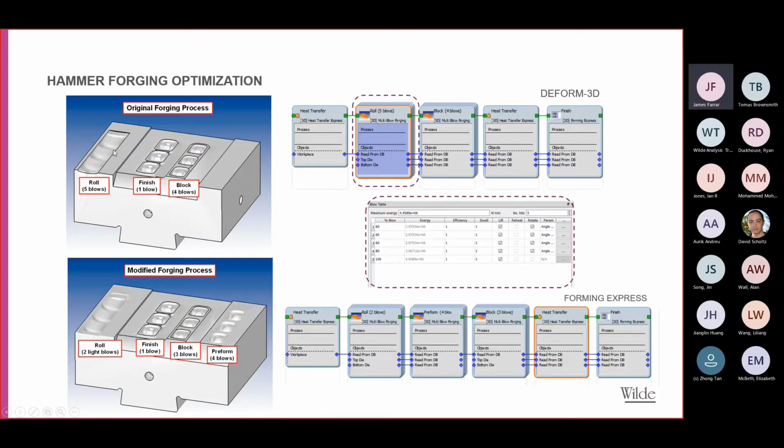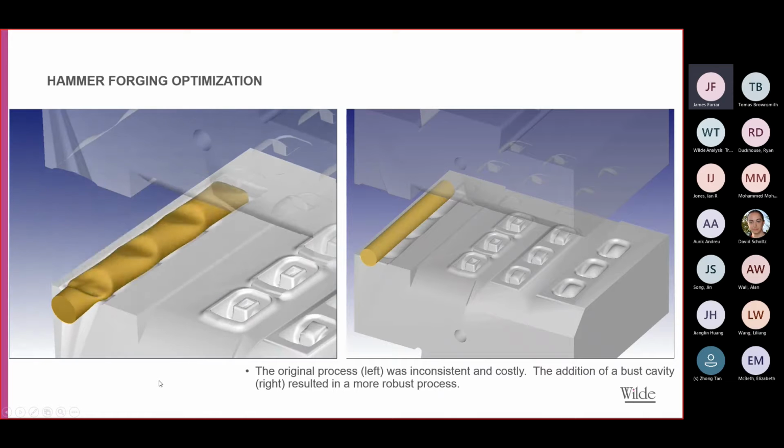So we can have a sequence of these. So in this original operation on the top, you can see we'd have a 5-blow operation, and then a 4-blow blocker, and then the heat transfer in between the two, and then a finisher operation. And the modified process below, we just do 2 light blows on the first one, so you would reduce the energy on that particular operation. Then move on to a preform, which had 4 blows, a blocker with 3 blows, a heat transfer, and then a finish. So the system allows you to try out different scenarios for these processes, looking at different energies to optimize the process.